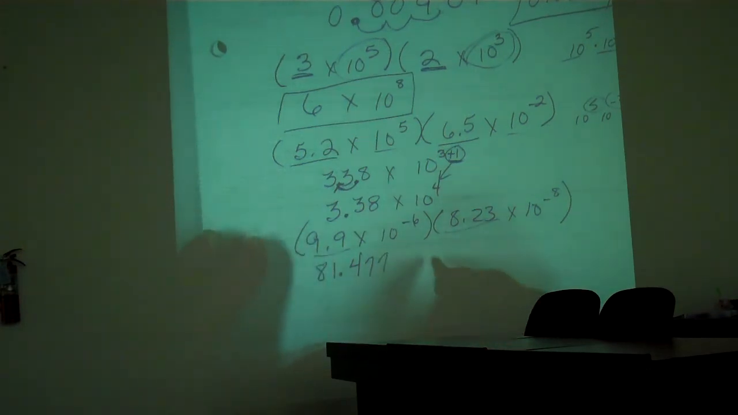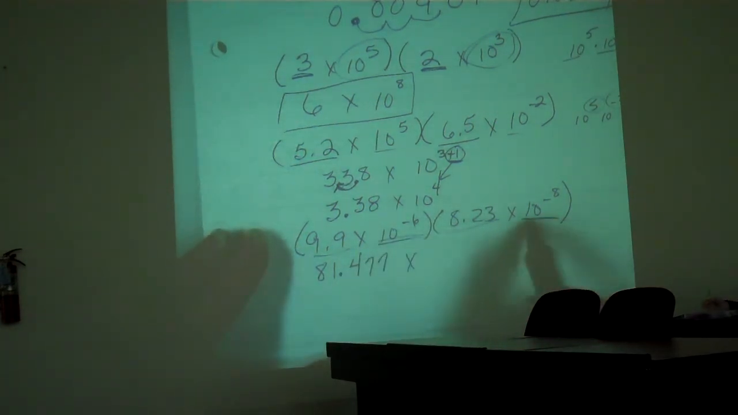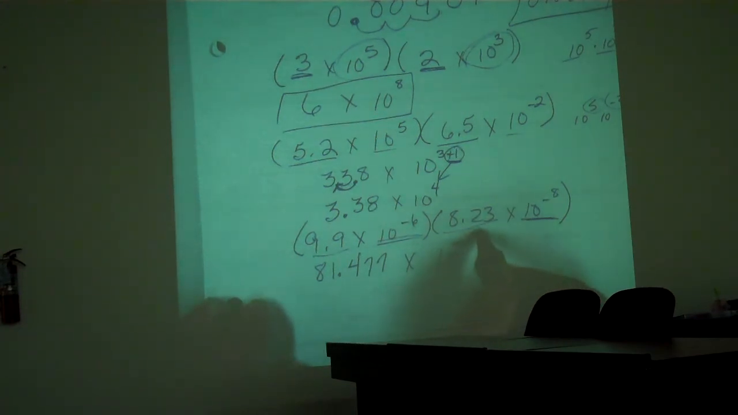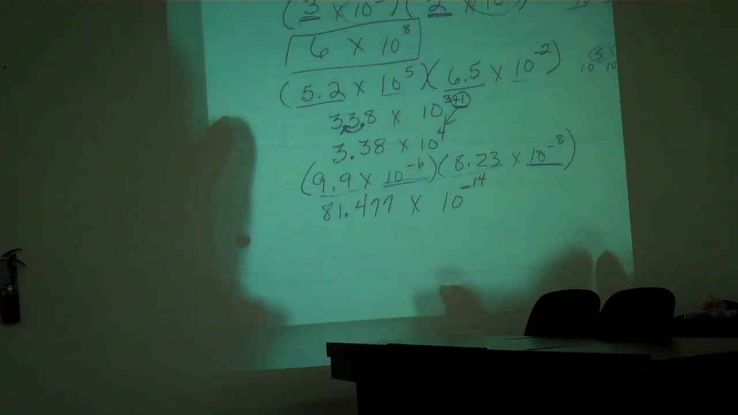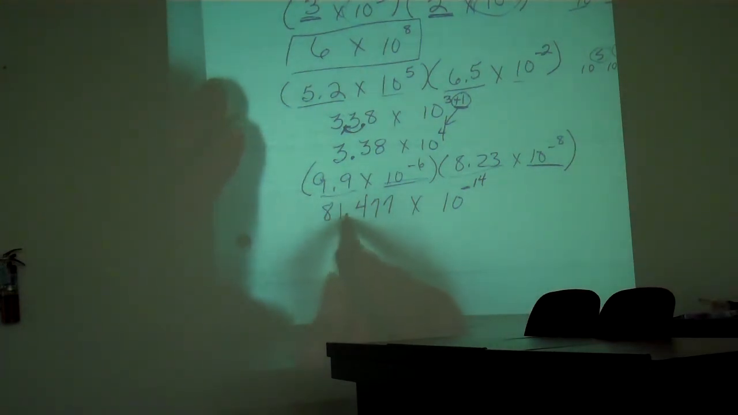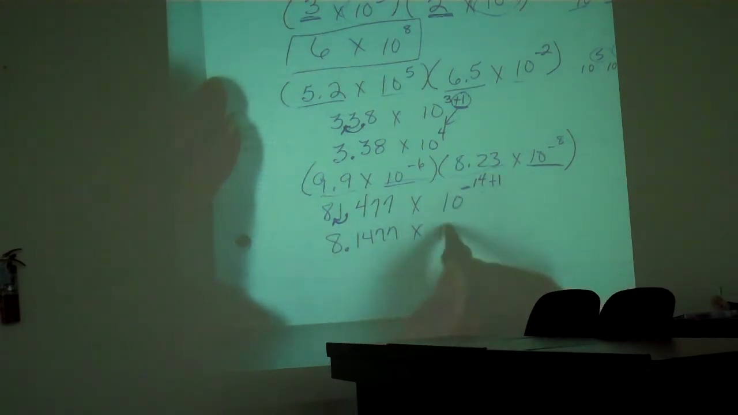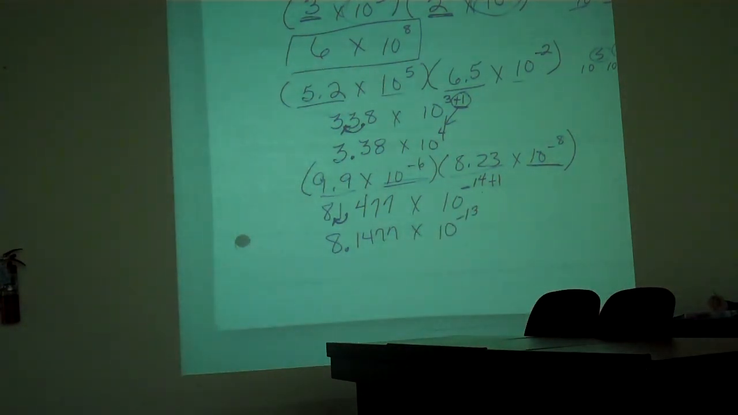Okay, and then when you multiply the two tens, you're going to add the exponents, right? What is a negative 6 plus a negative 8? Negative 14. Okay, how are we going to make this scientific notation? Moving it one time to the left. Moving it to the left once. So you have to add 1 to this, right? So what does it make it? Negative 13.